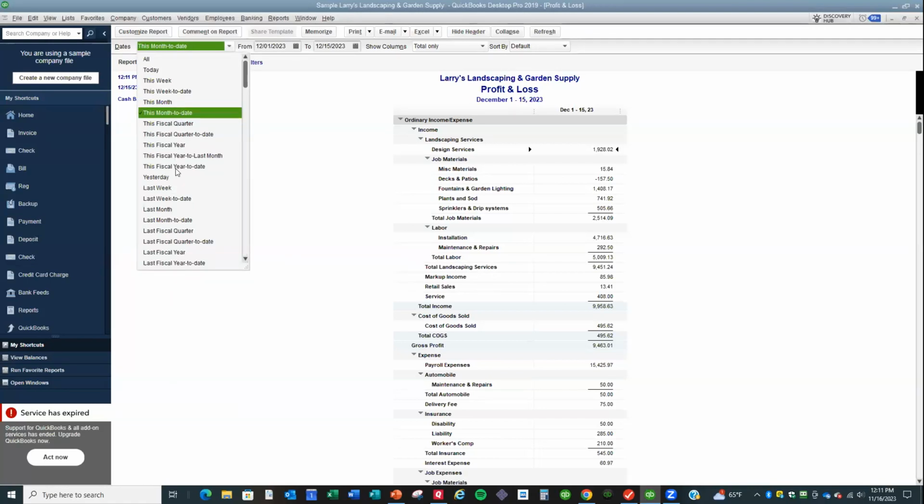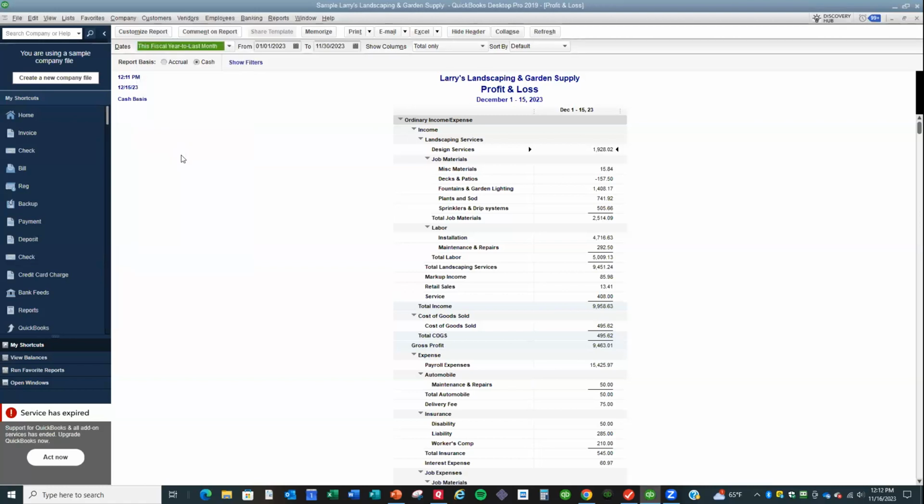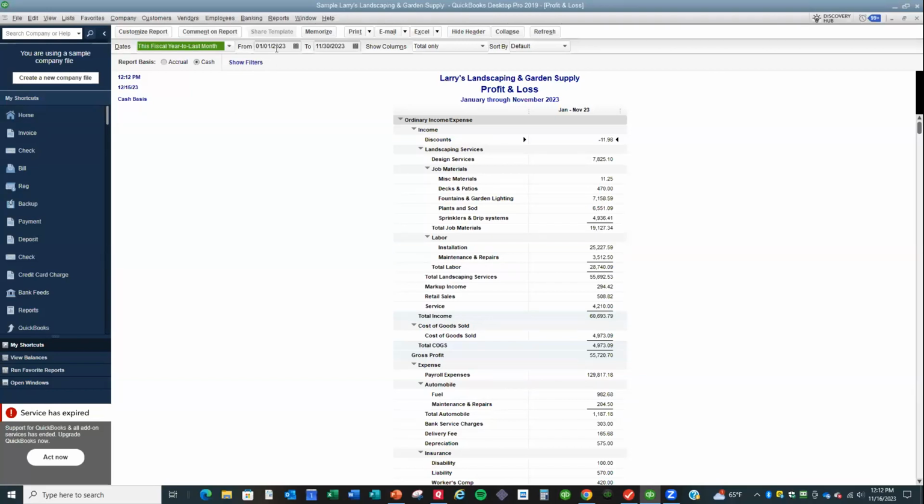All right, so we're going to go to this fiscal year to date. If I say this fiscal year to date period, it's going to bring me right to today. But in a financial review, I usually go to this fiscal year to last month, which in the case here, don't let the dates fool you either. This sample company has the current date set to December 15th of 2023. No rhyme or reason, that's just what they picked, all right? So that being the case, it gives us this fiscal year to last month, from January to November.